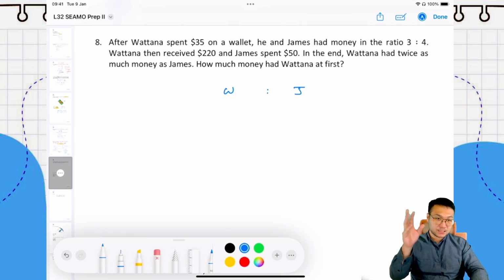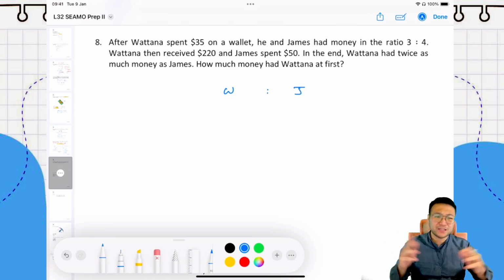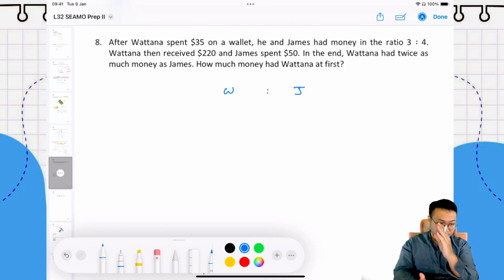Like one part does not change? No, right? Is this a constant difference? No. How about a constant total? No. So it doesn't fit into any of the typical ratio methods, but this is also very commonly tested.